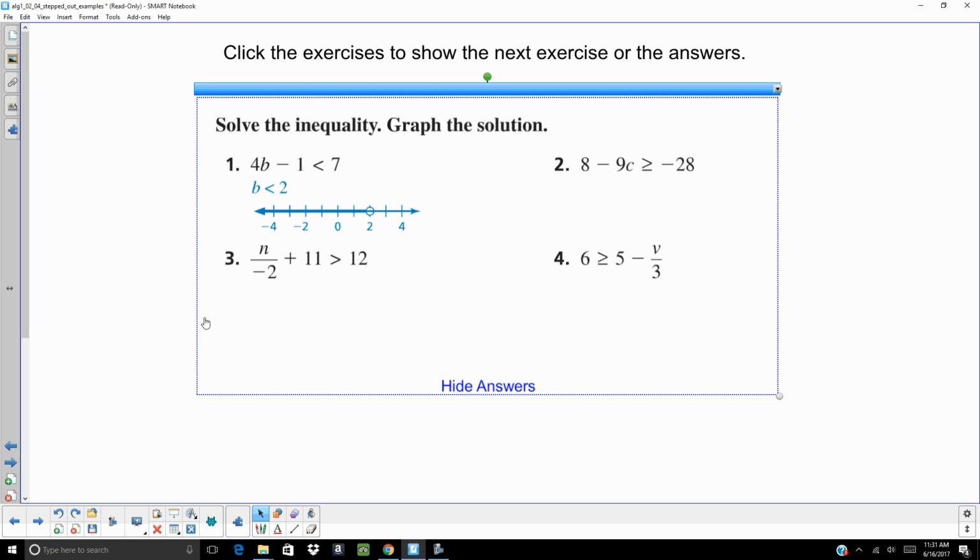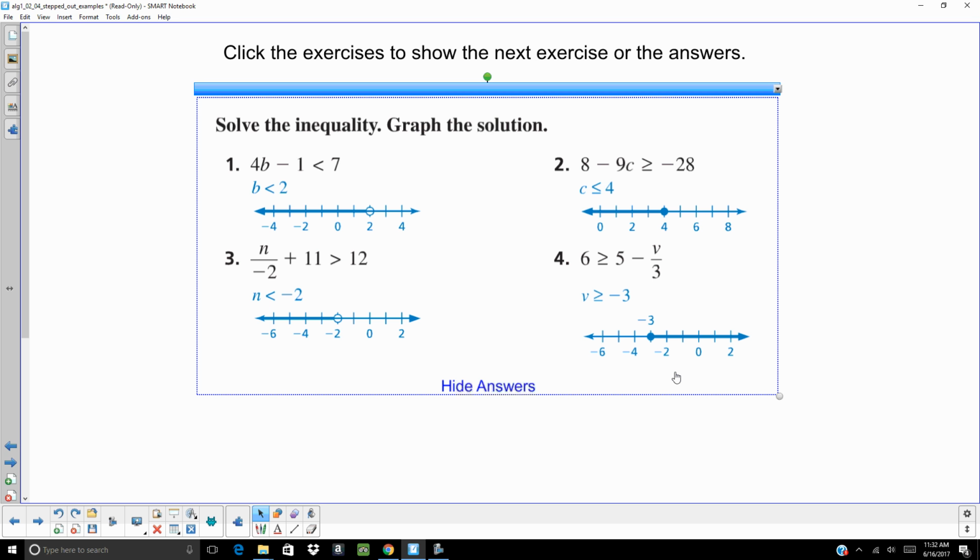On the number 1, you would add 1, divide by 4. Number 2, you would subtract 8, divide by negative 9. Remember to flip that direction of that inequality. Number 3, you're going to subtract 11, multiply by negative 2. Again, it's going to have to be flipped, that direction of the inequality sign. Your number 4, subtract 5, multiply by negative 3. Flip the direction of the inequality because you're multiplying by a negative.